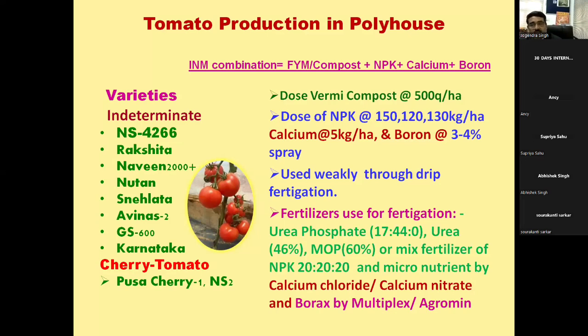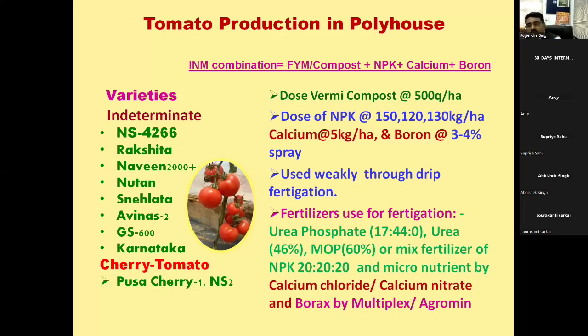And these are the development of INM combination: FYM, compost plus NPK, plus calcium and boron. This is a mixed micronutrient and macronutrient along with the compost. These are the nutrients applied for the production of greenhouse technology. So these are the doses: 150, 120, 130 kg per hectare, and nearby 5 kg per hectare of boron and a 3% to 4% spray of boron.